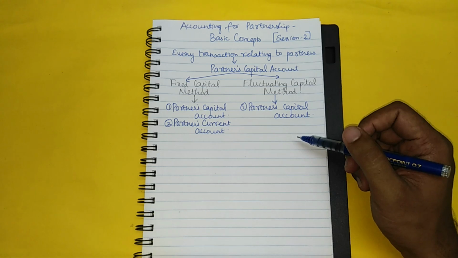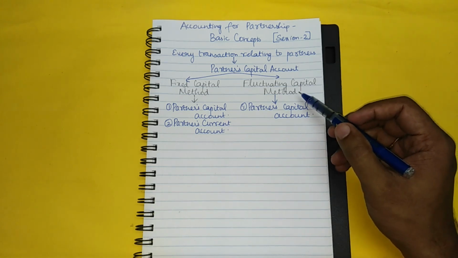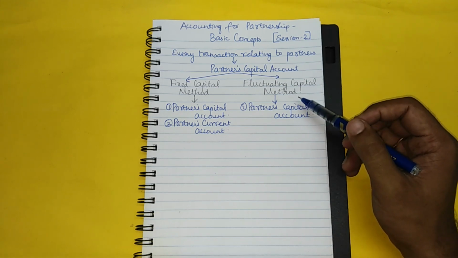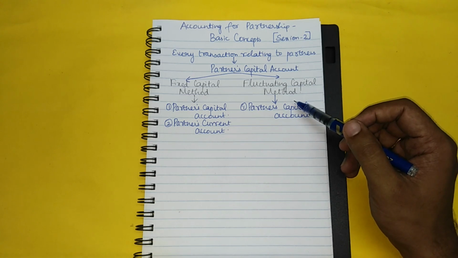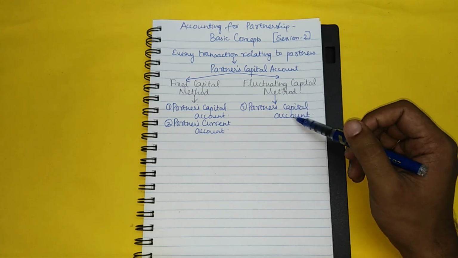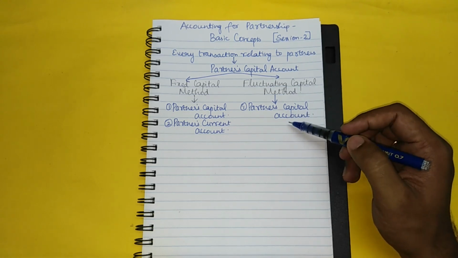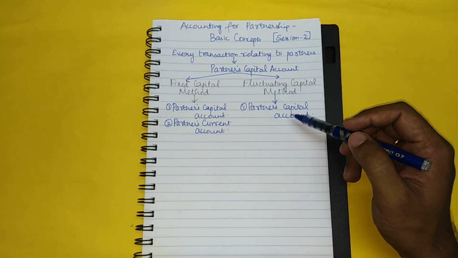Now let us move on to the second method of maintaining partner's capital account, that is the fluctuating capital method. Unlike the previous method where we had 2 accounts, the fluctuating capital method does not have 2 accounts. It has only one account, that is the partner's capital account, which is maintained for each partner. All transactions relating to partners are recorded in this account itself. This in turn makes the balance in the capital account fluctuate from time to time. Since the balance fluctuates from time to time, we call it the fluctuating method.